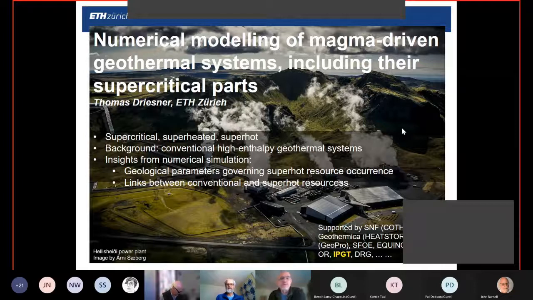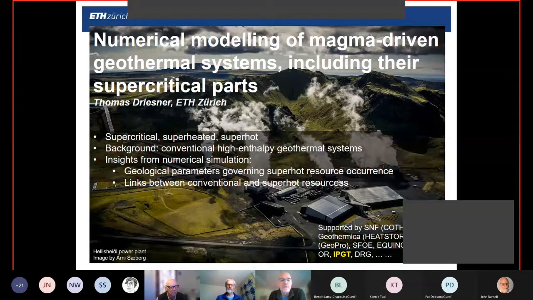So what I'm going to talk about is actually a bit more of a generic view rather than the concrete examples that Pat just showed. This summarizes numerical simulation work we have been doing over the last 15 or so years. It will focus on the geologic and physical controls on supercritical or superhot systems, and give a bit of background on how they are linked to conventional high enthalpy geothermal systems, at least how we think they are connected.